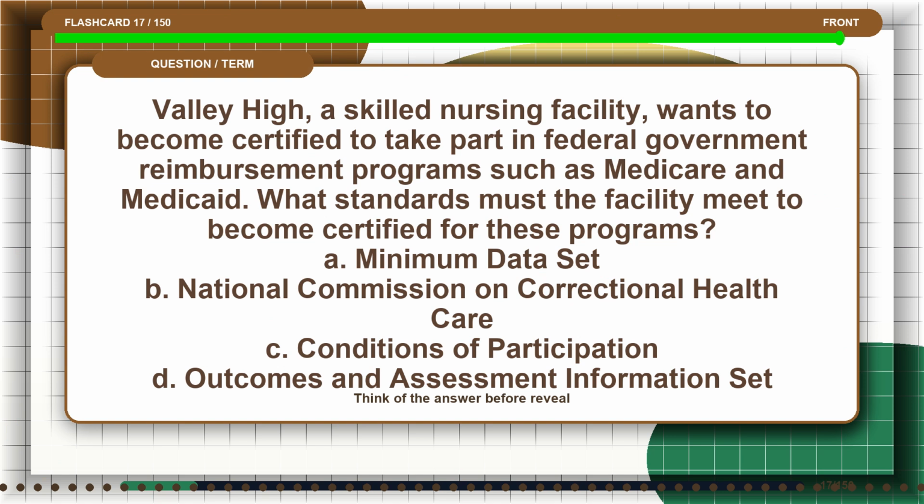Flashcard 17. Valley High, a skilled nursing facility, wants to become certified to take part in federal government reimbursement programs such as Medicare and Medicaid. What standards must the facility meet to become certified for these programs? A. Minimum data set. B. National Commission on Correctional Health Care. C. Conditions of participation. D. Outcomes and assessment information set. Think of the answer before the reveal.